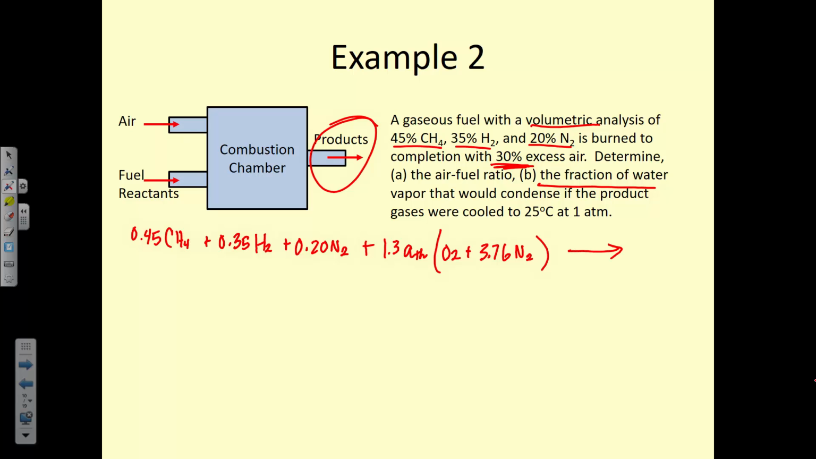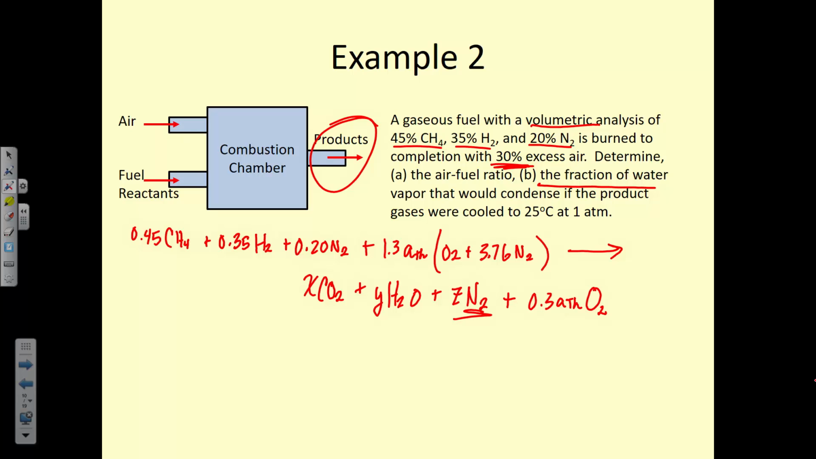So again, it's complete combustion. What would you expect to be on the other side of the equation? We'll have some CO2 plus some water plus some nitrogen plus, because we have excess air coming in on this side, we're going to have some excess air coming out the other side. We're just going to look at that in terms of the O2, and then it'll work itself out, figuring out how much nitrogen is excess.